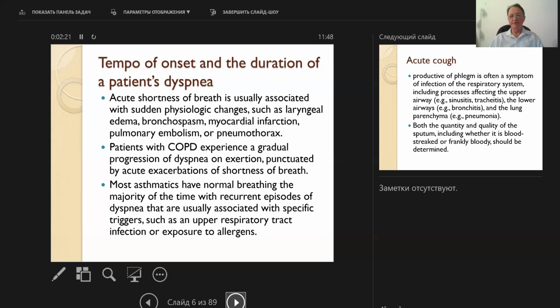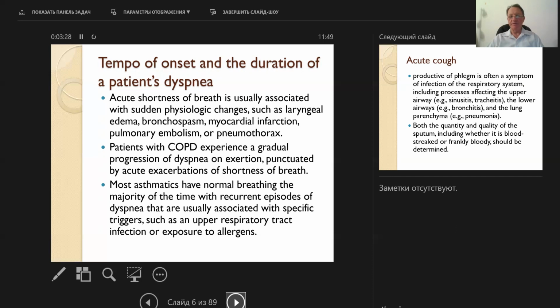Note the tempo of onset and duration of the patient's dyspnea. You should put some questions before you. Is it an acute process or a chronic process, or maybe an exacerbation of a chronic process? Acute shortness of breath is usually associated with sudden physiological changes such as laryngeal edema, bronchospasm, myocardial infarction, pulmonary embolism, or pneumothorax. These are new clinical signs. Before, the patient had no registered symptom like, for example, dyspnea, in case of such an acute process.